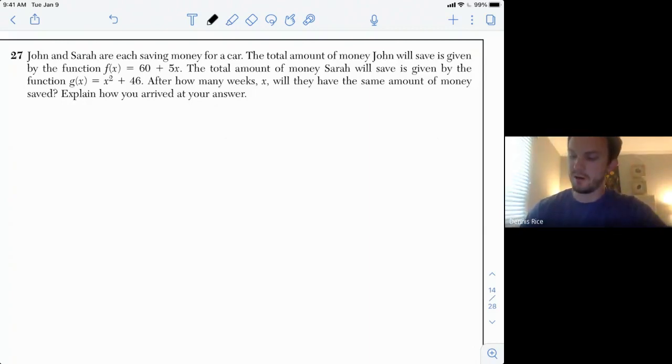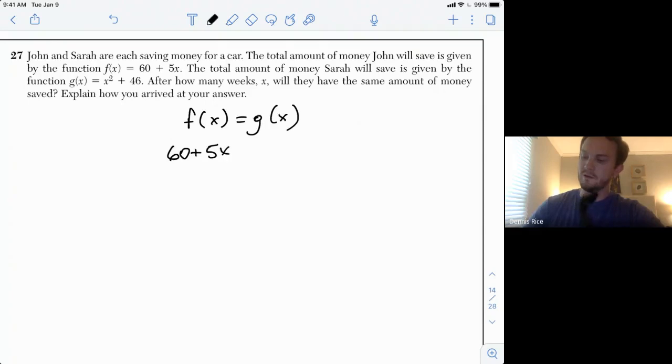All right, if they want to know where they'll have the same amount saved, that's basically implying, where is f of x going to equal g of x? So now I'm going to set the expressions equal to each other. And we have a quadratic on our hands because one of the equations had an x squared.